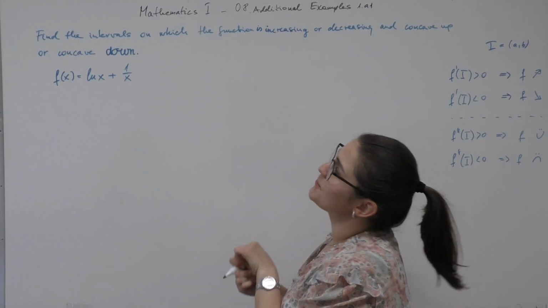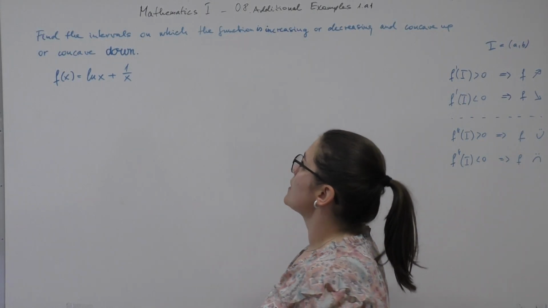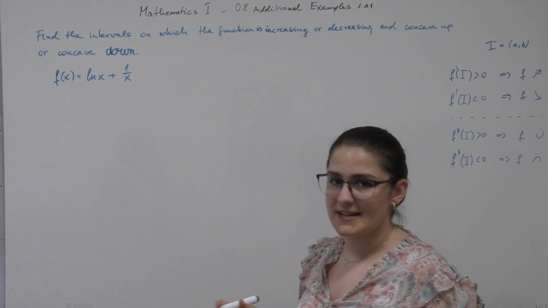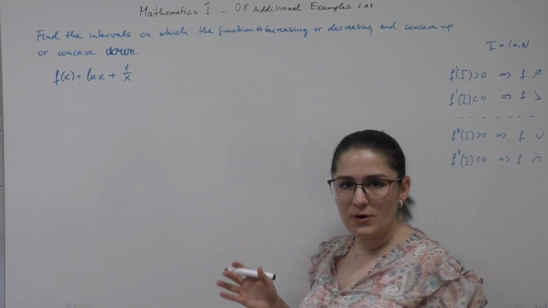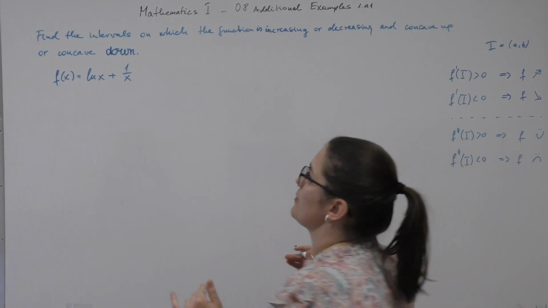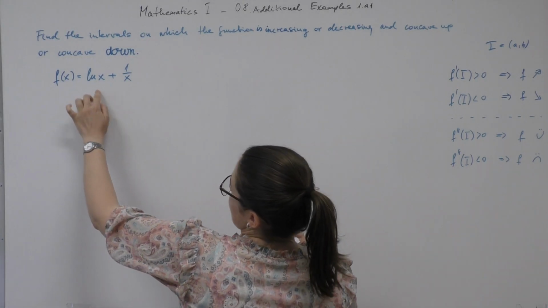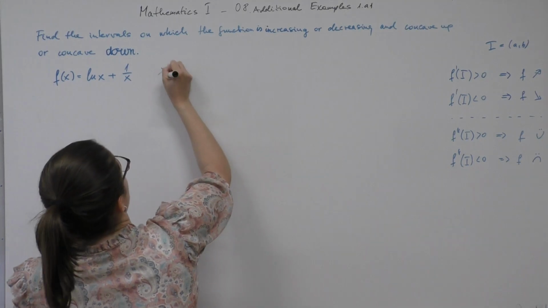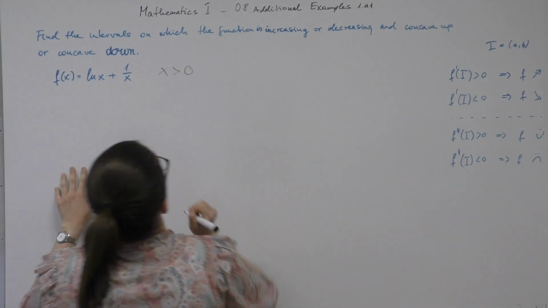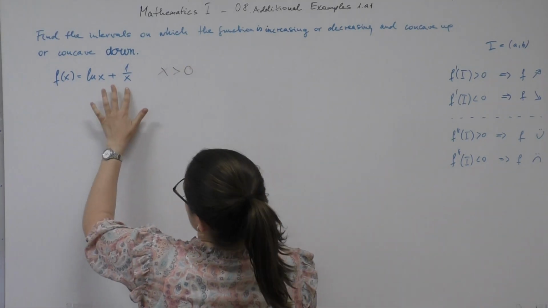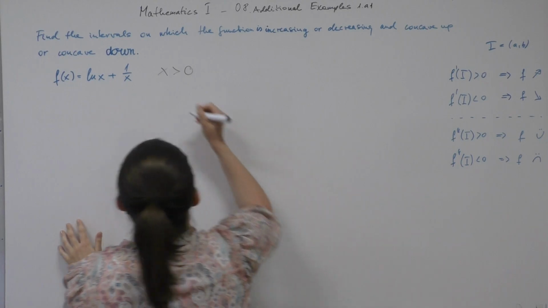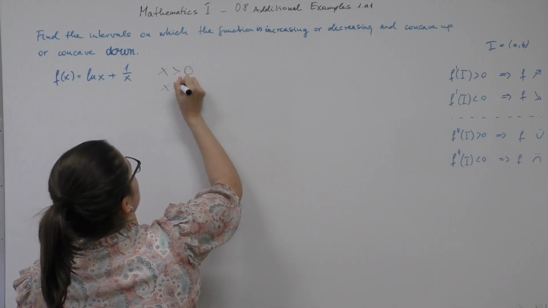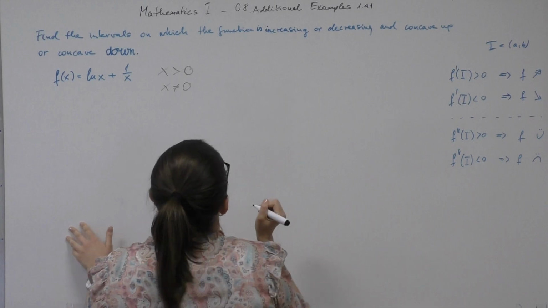Alright, so in this problem, we want to find the intervals on which the function is increasing or decreasing. Before everything else, we have to check the domain of our function. Here we have the natural logarithm of x, which means that x has to be greater than 0. And here we also have 1 over x, and because of this, we know that x cannot be 0.